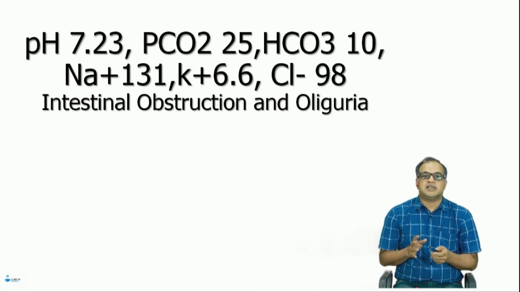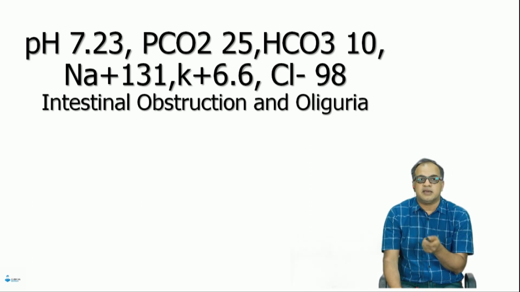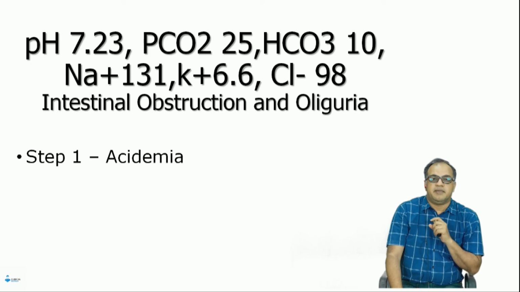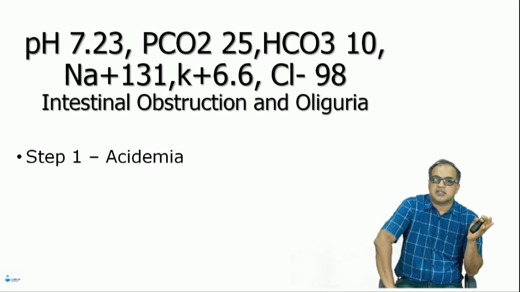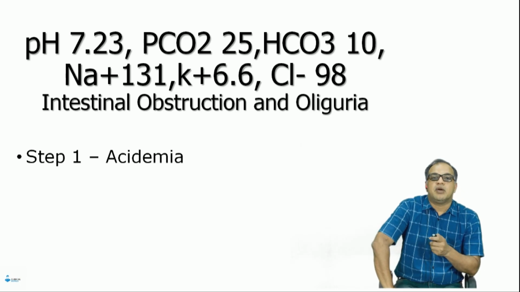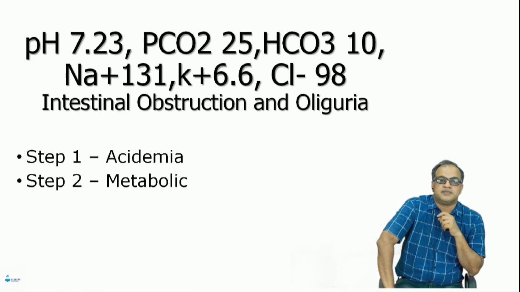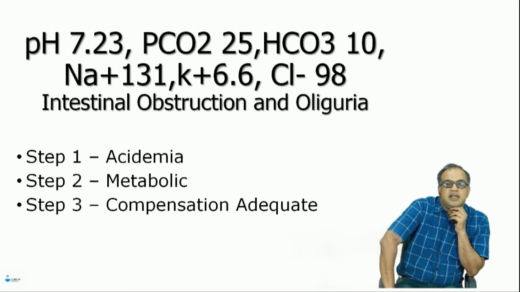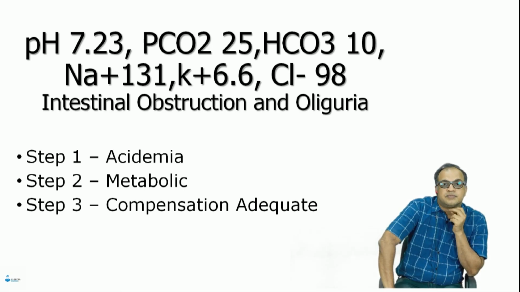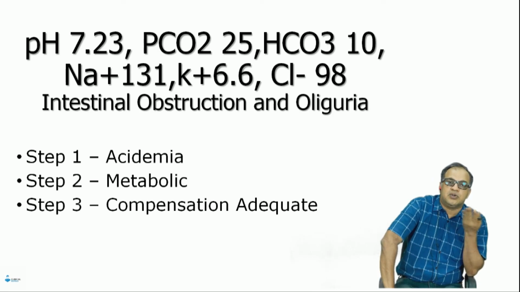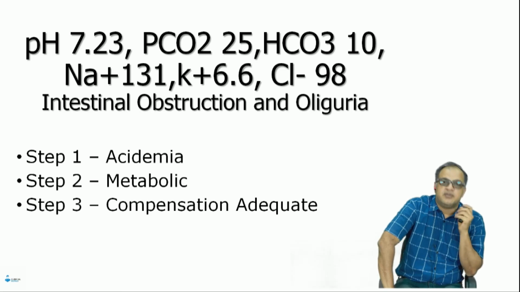First step, pH is 7.23. Is it acidemic or alkalemic? It is acidemic. So it is acidemia. PCO2 is towards the alkalosis side. Bicarbonate is towards the acidosis side. So it is metabolic acidosis, right? Compensation. Is it adequate or not? How will we see if it is adequate or not? In metabolic acidosis, how will we see if the compensation is adequate? One way is to check that PCO2 should be equal to the last 2 digits of pH, which it is.